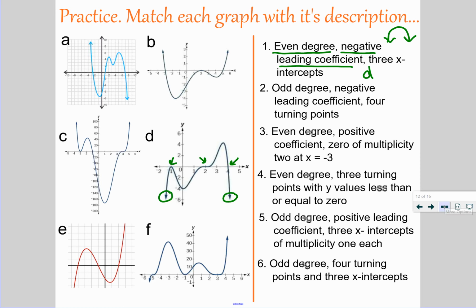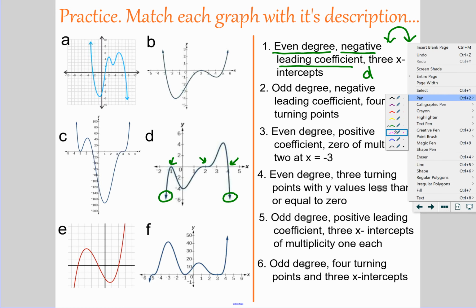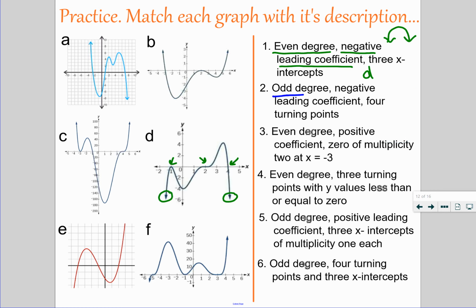In the next one, you wanted an odd degree and a negative leading coefficient. So that would give me end behavior that would look like this. So on the left, going up. On the right, it's going down. And let's see here. I think, again, I only have one graph that matches that. This guy here, A. It also has 4 turning points. 1, 2, 3, 4.